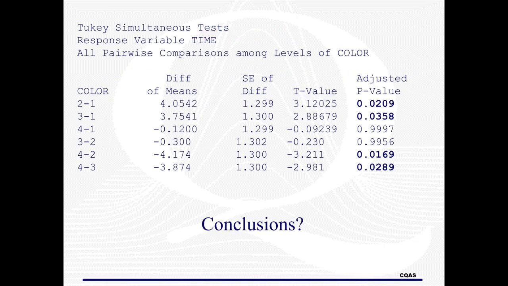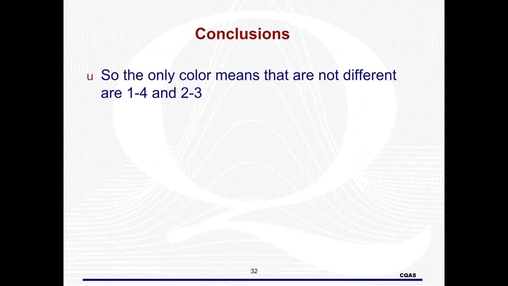Here we use Tukey's method to compare all pairs of treatments. Any comparison with a p-value less than 0.05 is considered statistically significant. So only color pairs 1 to 4 and 2 to 3 have mean differences that we would not consider different from 0.